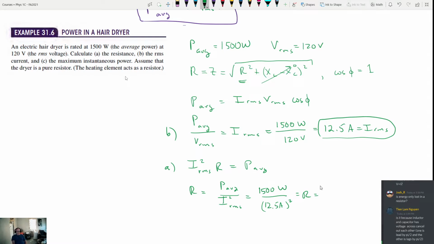And we get 9.6. That's A. Part C says the maximum instantaneous power. I think we just multiply by square root 2. Right?